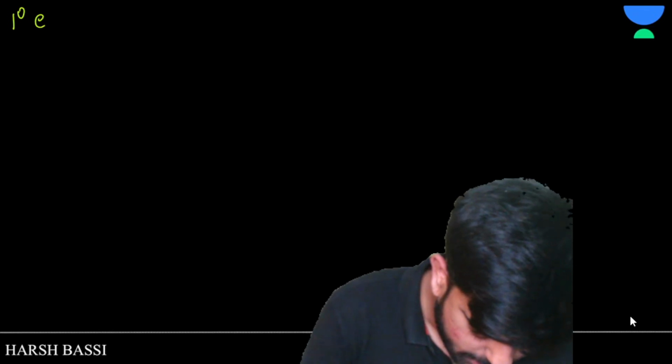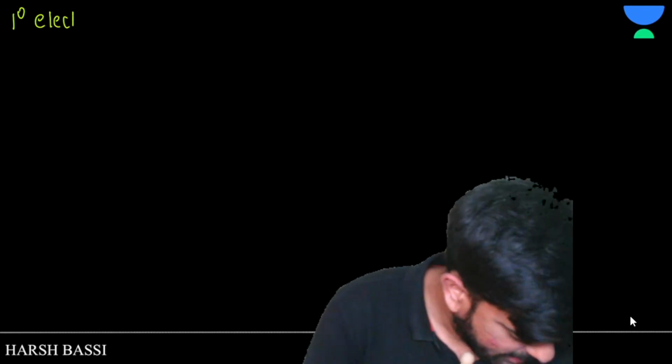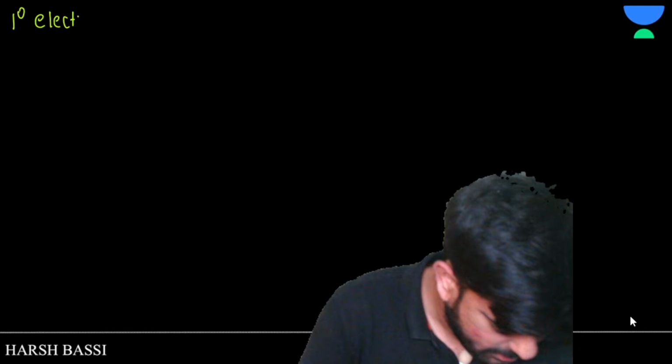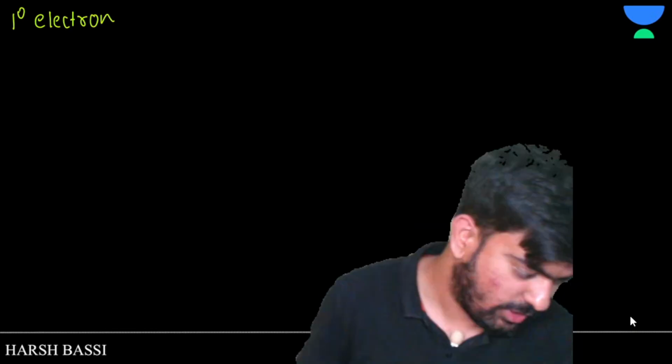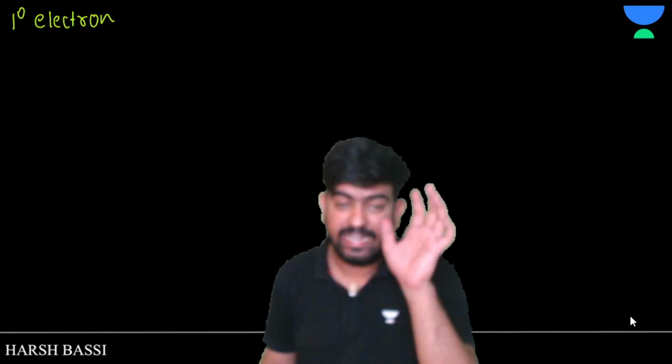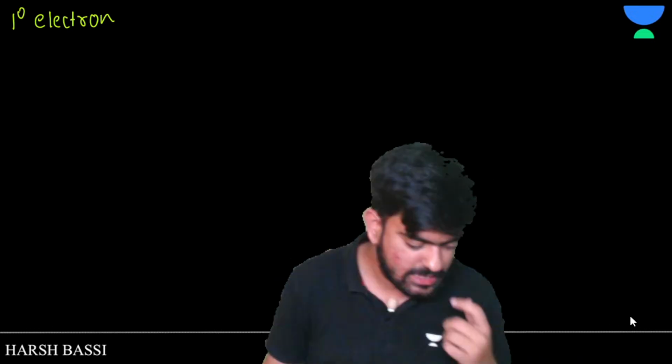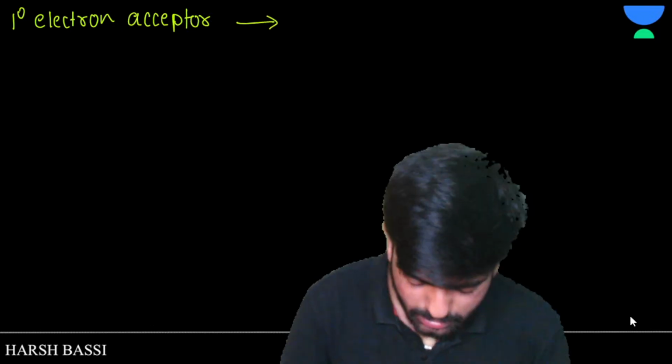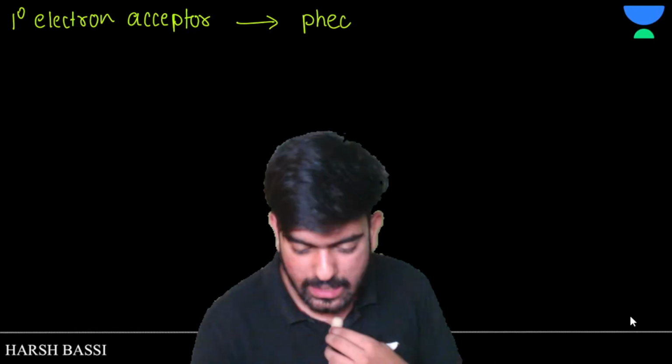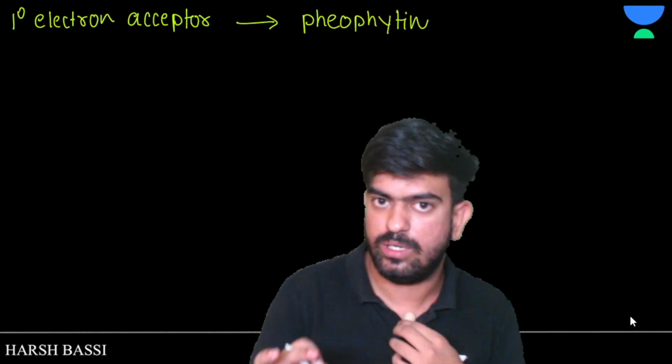The name for this primary electron acceptor is pheophytene. Clear? Okay. So the primary electron acceptor, which is pheophytene, is going to capture this particular thing, which is the electron.